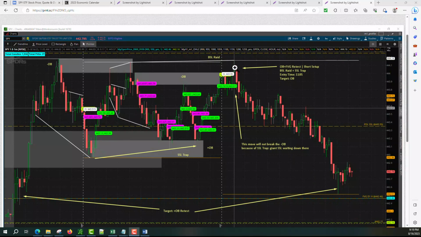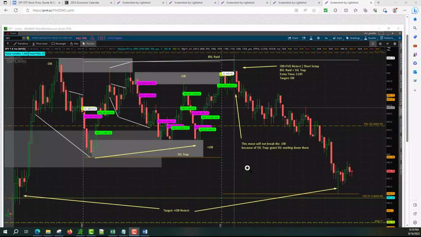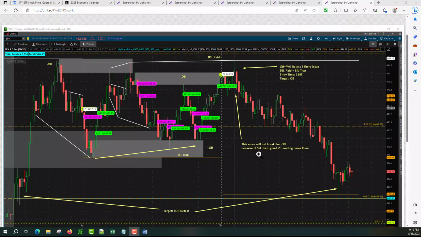And we see that this move right here, this candle at 11:05, we look at the 1 minute time frame. This move will not break the bearish order block, right? It will not, because the sell side liquidity is all trapped here. That means a huge pressure here. It's not going to break there. It just goes there and raids the buy side liquidity in order to go down. That's it. So if you see the pattern, you put your short right here, beautiful.